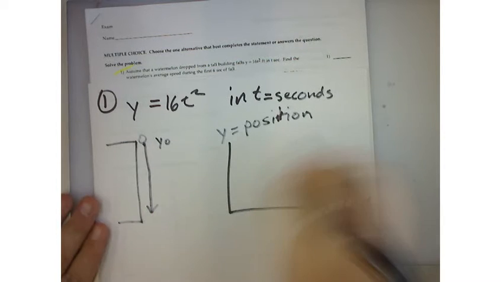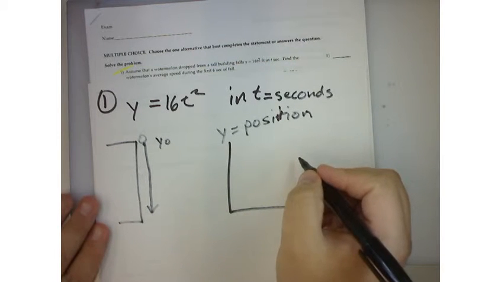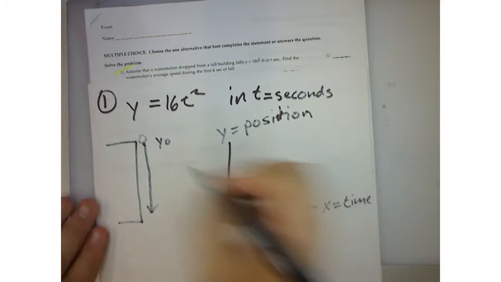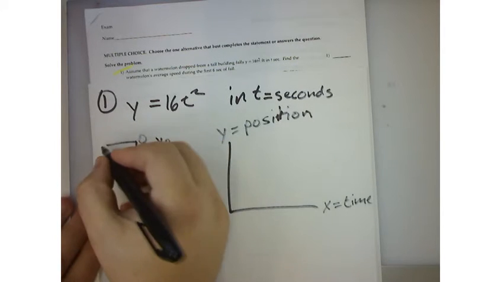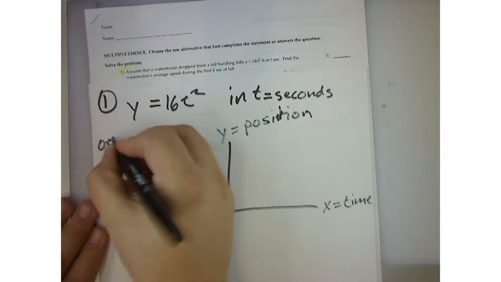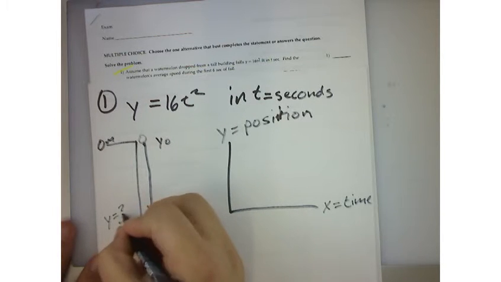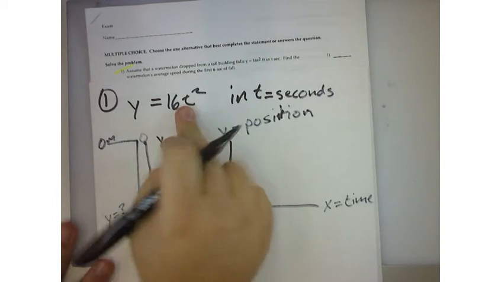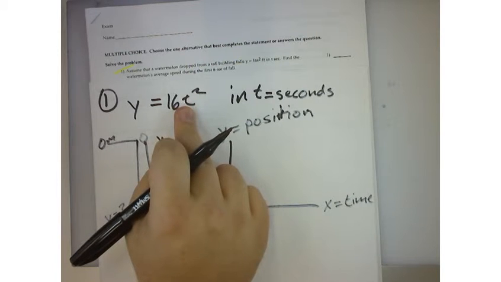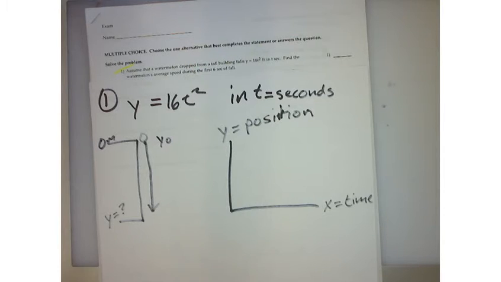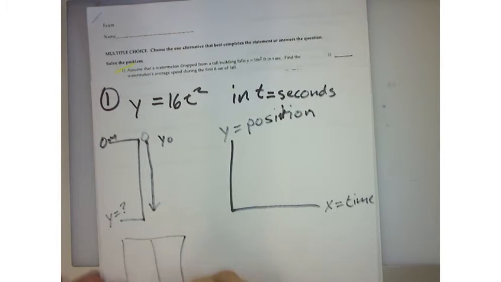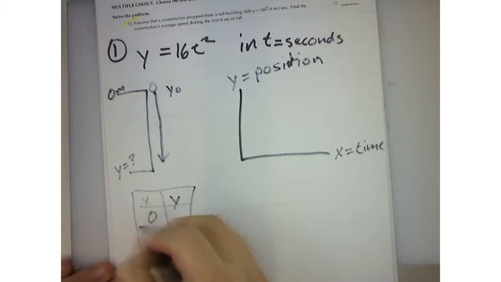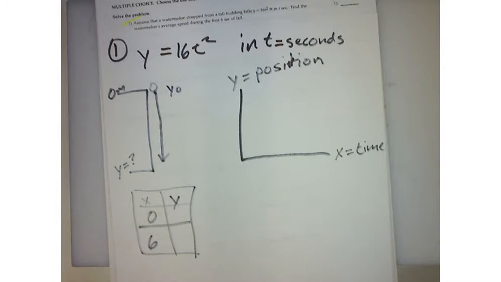So my graph is going to be counterintuitive to the actual motion of the watermelon. We're measuring the distance from 0. In other words, this is like 0 meters. And then down here, we're not quite sure what it is. But we can calculate by 16t squared. Okay? So if I wanted to find the average speed, I need to find the initial and final position for x equals 0 seconds and x equals 6 seconds.